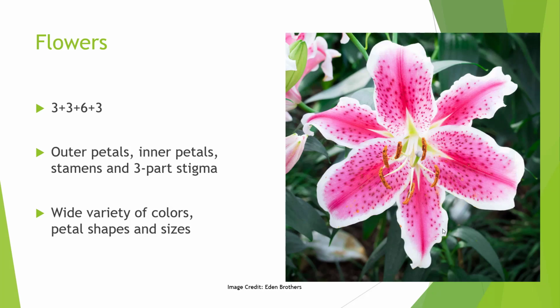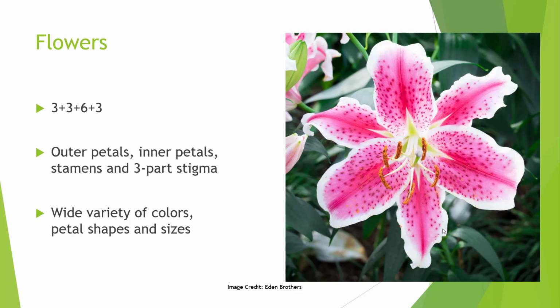I want you just to know this little formula. 3 plus 3 plus 6 plus 3. 3 outer petals, 3 inner petals, 6 stamens, and a 3-part stigma. Now, some of you might know that those petals have a technical name. That technical name is tepals, and I am kind of glossing over a lot there, but suffice it to say this is an easy way of identifying them with a 3 plus 3 plus 6 plus 3.